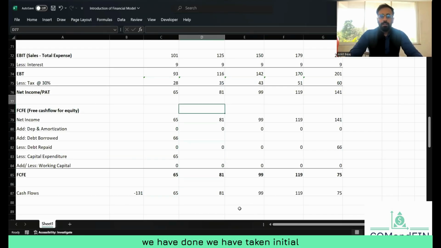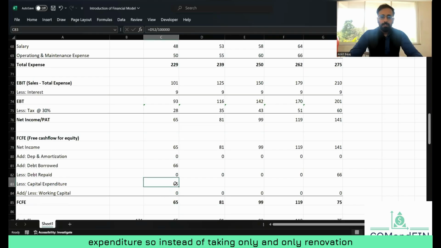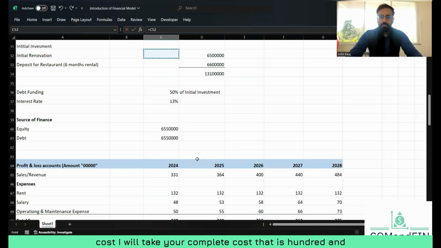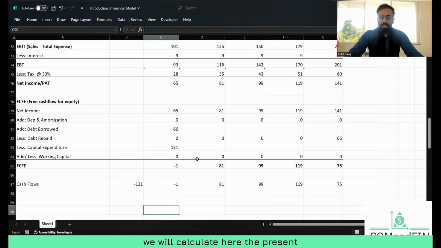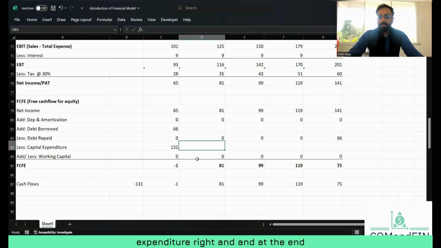Now here, we have taken the initial investment, that is 131. When I record the capital expenditure here, instead of taking only the renovation cost, I will take the complete cost, that is 131 lakh. I will give you the reason why I'm taking 131 lakh. I have not taken only 65 lakh because we have to calculate the present value also. So here you can see this is the capital expenditure.